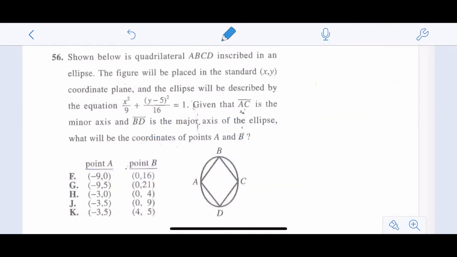Shown below is the quadrilateral ABCD inscribed in the ellipse. The figure will be placed in the standard coordinate plane, described by this formula. Given that AC is the minor axis and BD is the major axis, what will be the coordinates of point A and B?